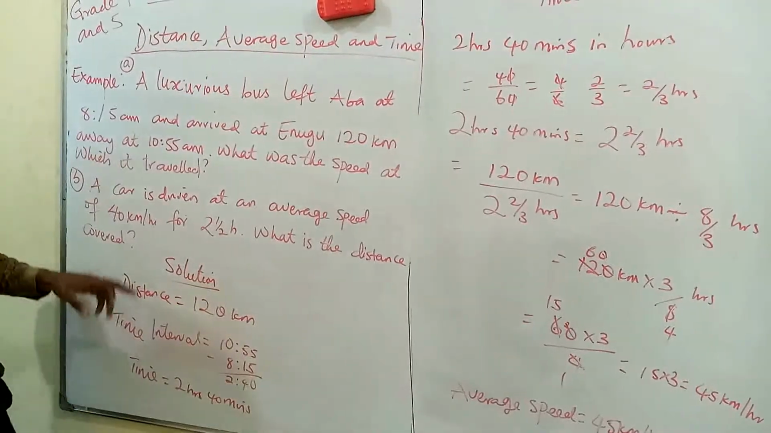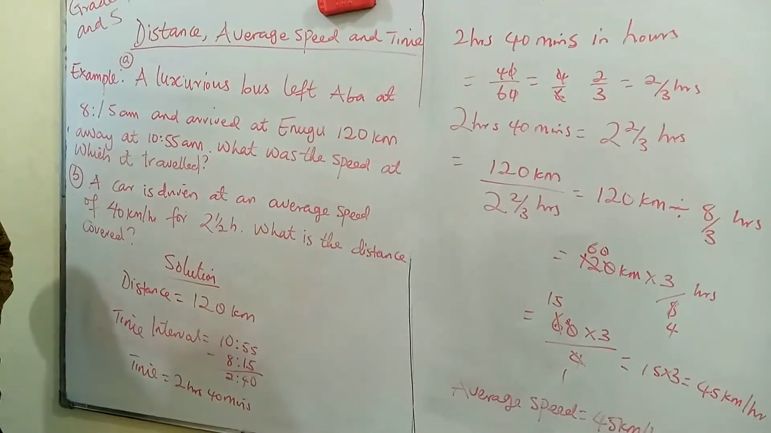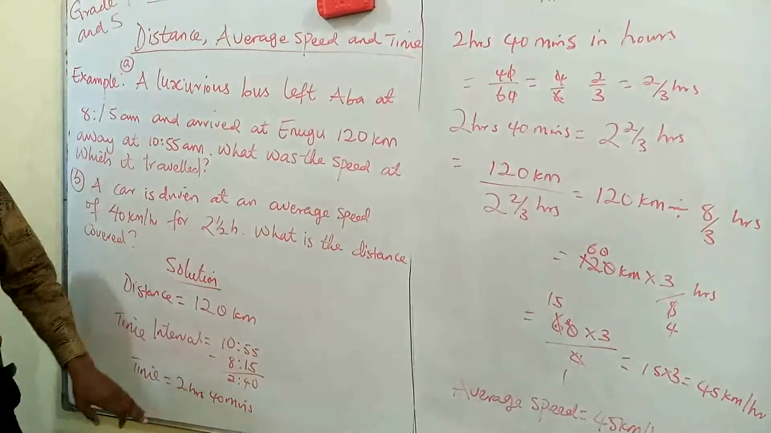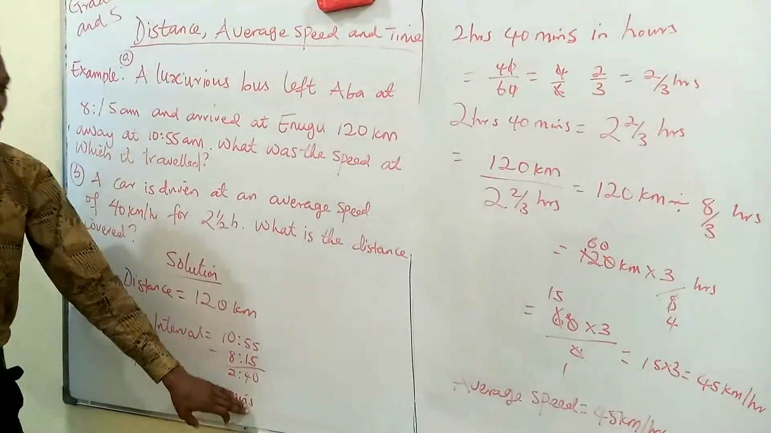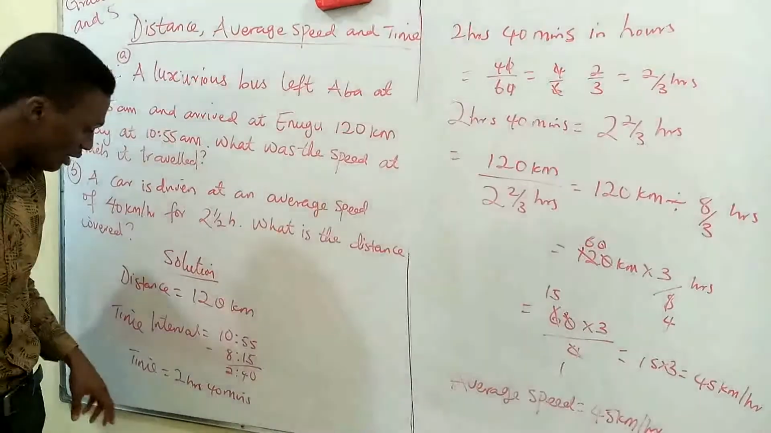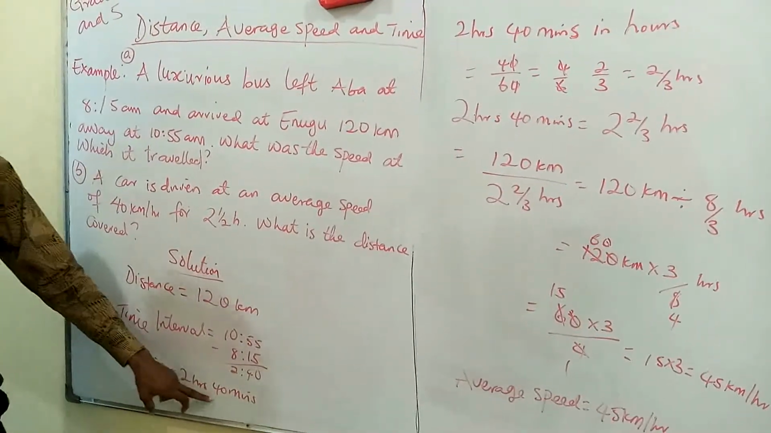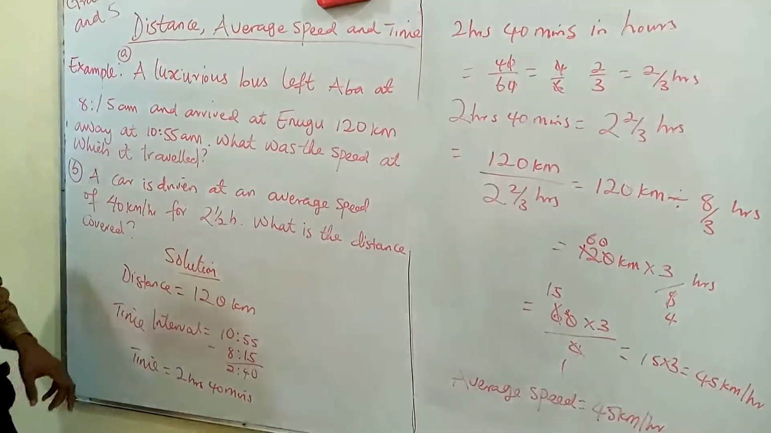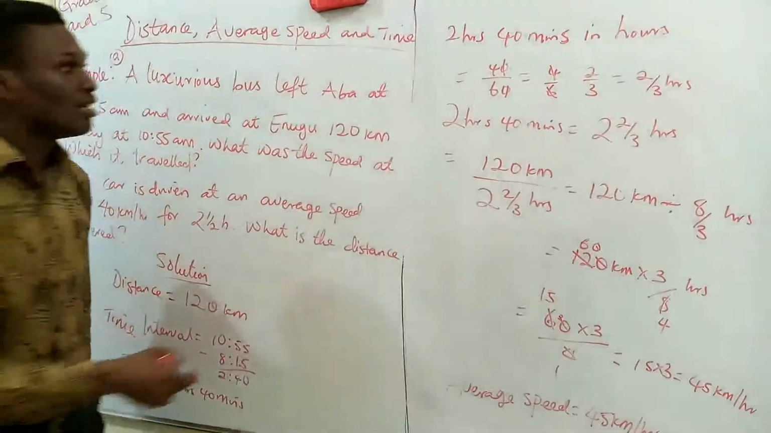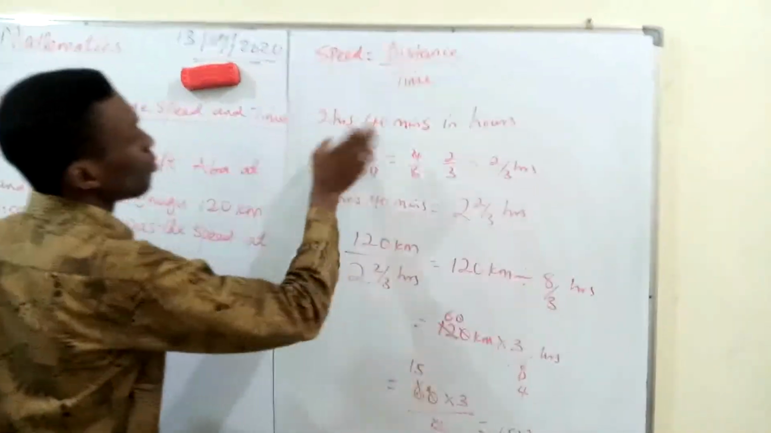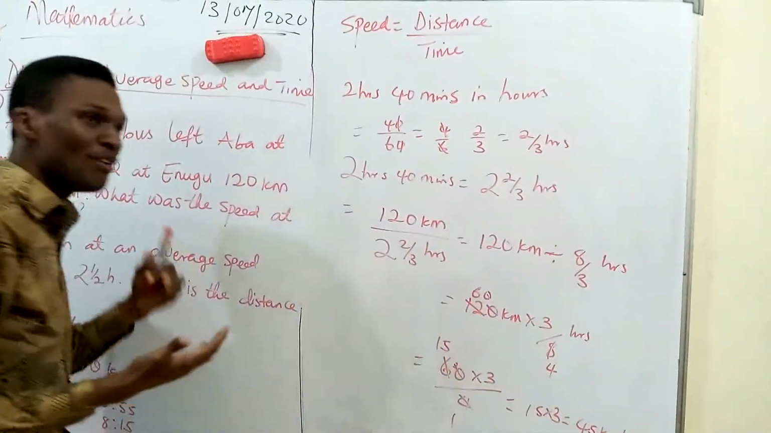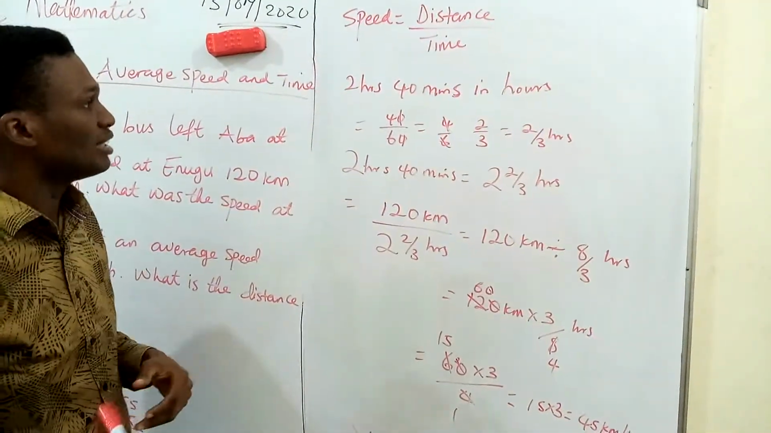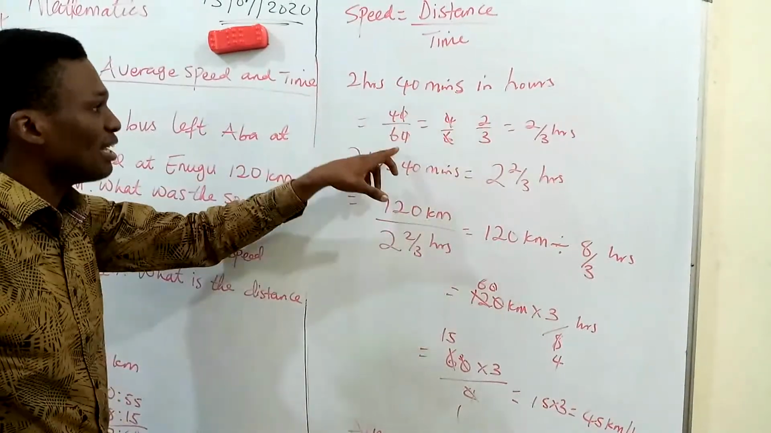The reason is that our distance is in kilometers, and our time is in hours and minutes. So our average speed is supposed to be in kilometers per hour. For us to achieve that, we have to express these minutes in hours too. So we convert 40 minutes to hours. When converting from minutes to hours, we divide by 60. When converting from hours to minutes, we multiply by 60. So in this case, we divide by 60.